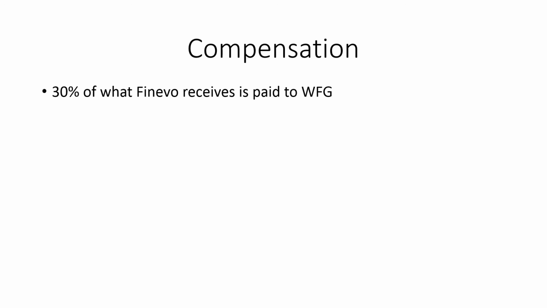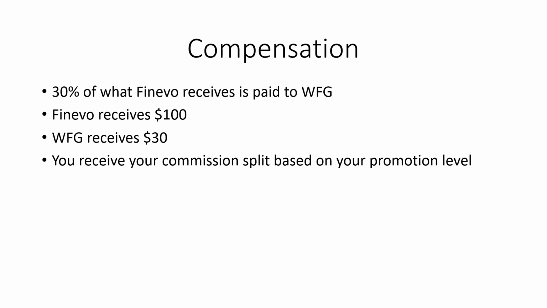And the last part is compensation. How this works is 30% of whatever Finevo receives is paid to WFG, and then it just gets paid through the grid to whatever your compensation level is. So for instance, if we get $100, $30 goes to WFG. It's that simple. And that's basically it.